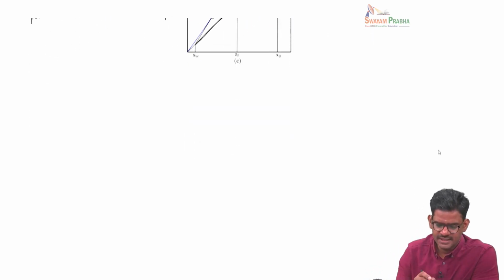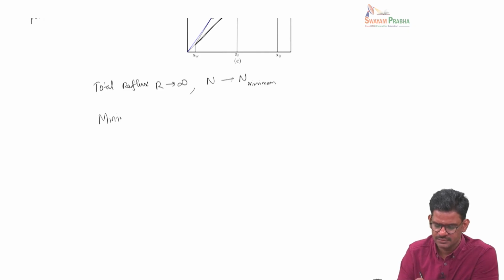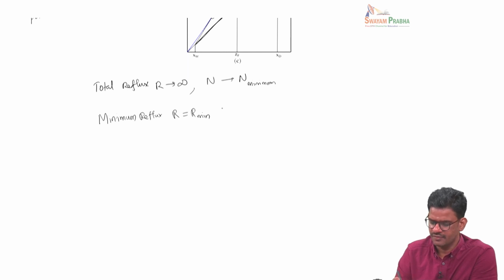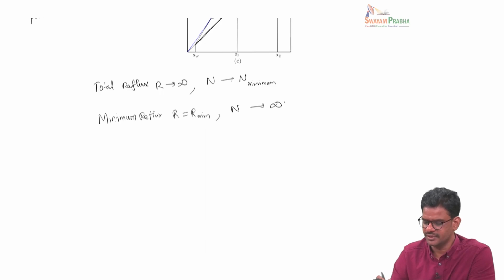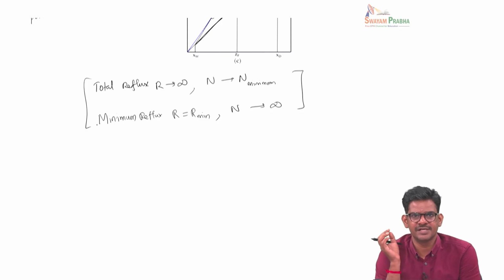So what we are saying is that we looked at two limits. One is this total reflux, which means R goes to infinity, whereas N is N minimum, the number of stages is minimum. And another one is minimum reflux, where R is equal to R minimum, where N goes to infinity. Okay, so these basically give us two extreme limits of operating the distillation column.